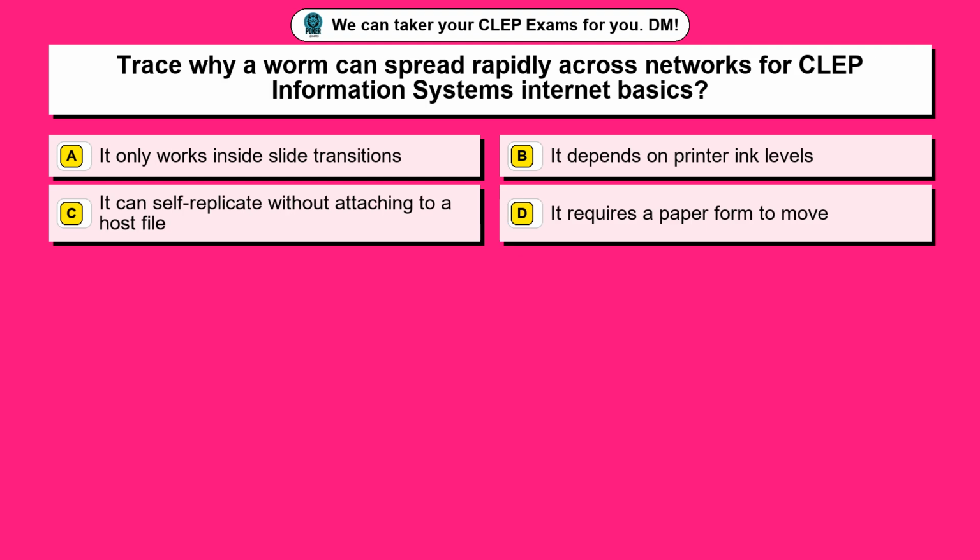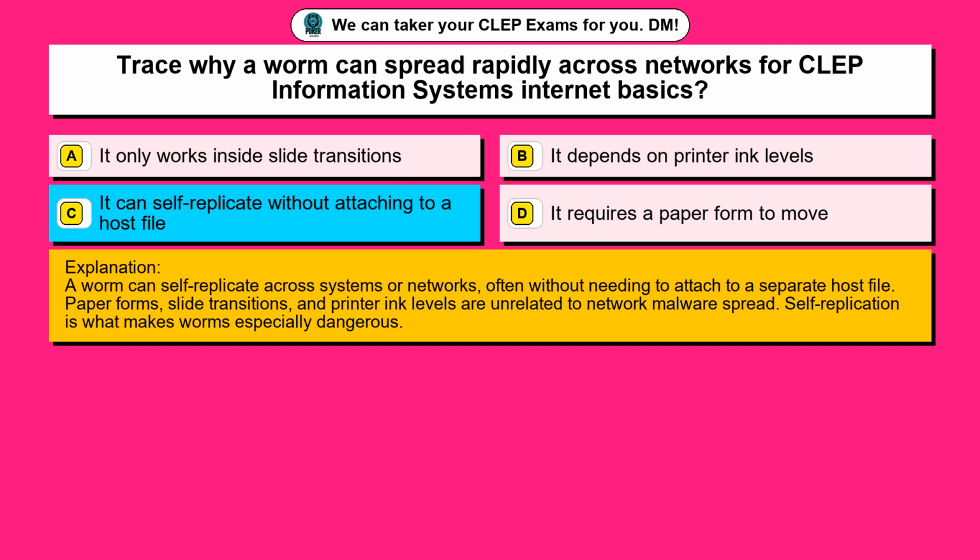Question 40. Trace why a worm can spread rapidly across networks for CLEP Information Systems Internet Basics. Option A. It only works inside slide transitions. Option B. It depends on printer ink levels. Option C. It can self-replicate without attaching to a host file. Option D. It requires a paper form to move. The correct answer is option C. It can self-replicate without attaching to a host file. A worm can self-replicate across systems or networks, often without needing to attach to a separate host file. Paper forms, slide transitions, and printer ink levels are unrelated to network malware spread. Self-replication is what makes worms especially dangerous.